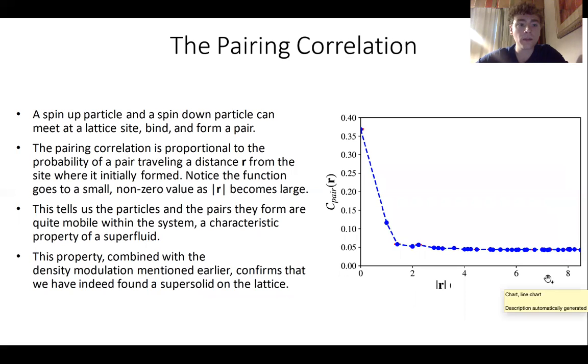There's this gap. This tells us that the particles and the pairs they form are quite mobile within the system, a characteristic property of a superfluid. This property, combined with the density modulation mentioned earlier, confirms that we have indeed found a supersolid on the lattice.